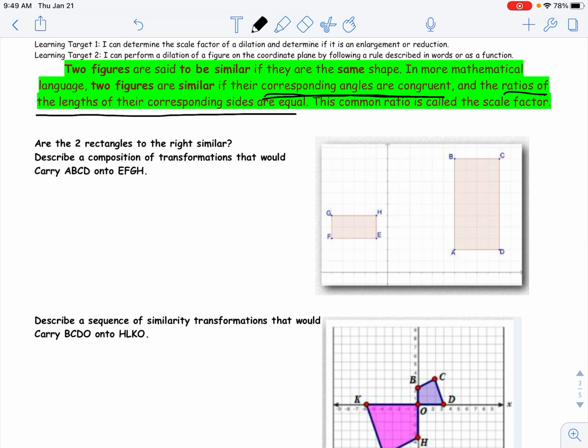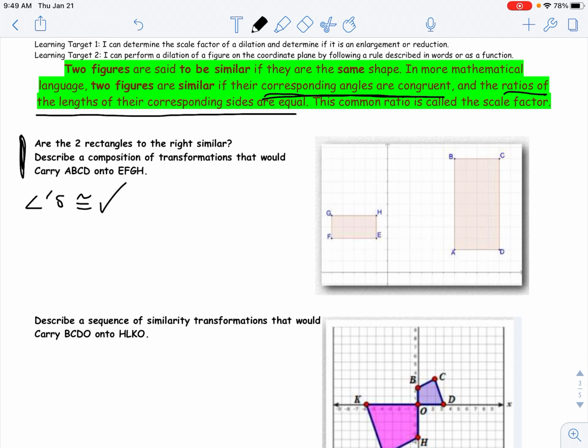Okay, so using the fact that we just said angles are congruent and side lengths are proportional, let's look at some coordinate plane stuff and relate each together. So looking right here, are the two rectangles to the right similar? Since they're rectangles, all angles are 90 degrees, so boom, angles congruent.